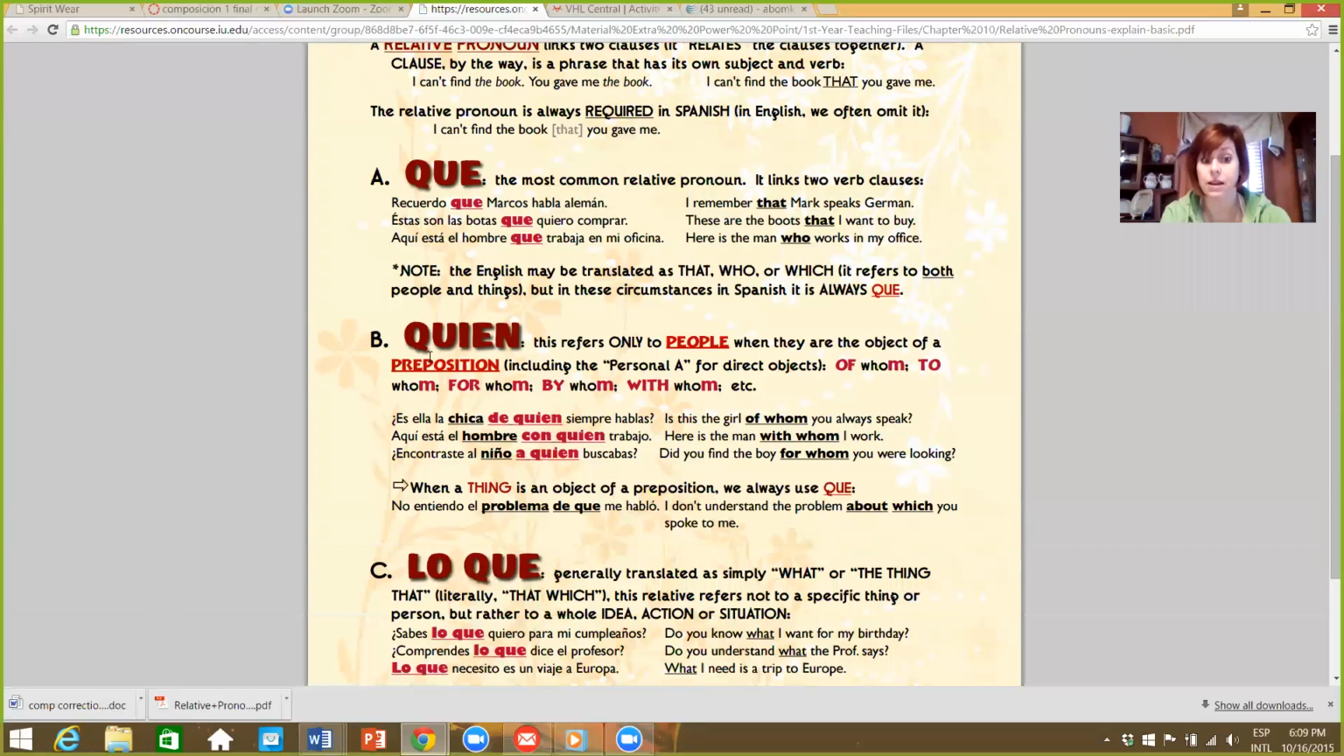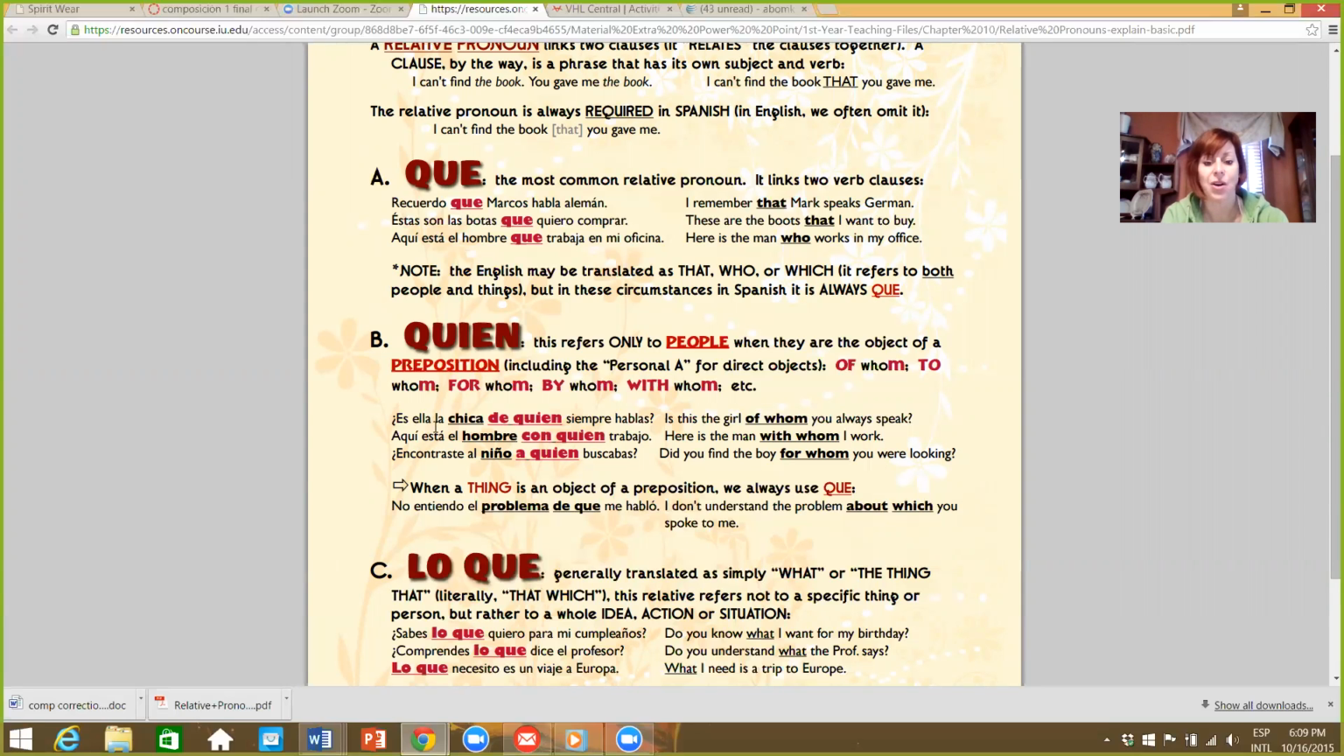The word quien does exist, and they do use it, but you only use quien with people, and you only use it as a relative pronoun when you have a preposition in front of it. Okay, so when you've got like para, a, con, de, ¿sí? So, ¿es ella la chica de quien siempre hablas? So, is that the girl of whom you always speak?